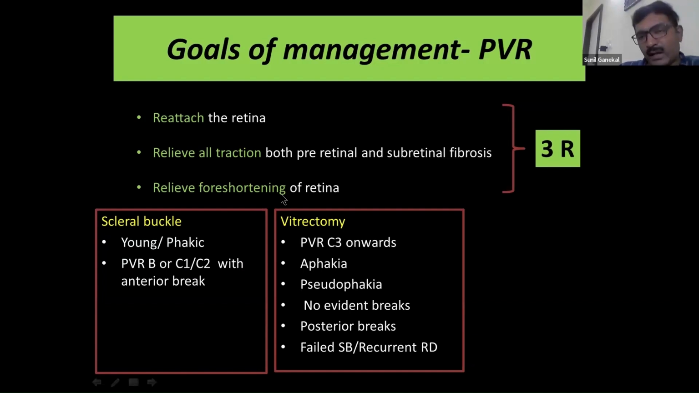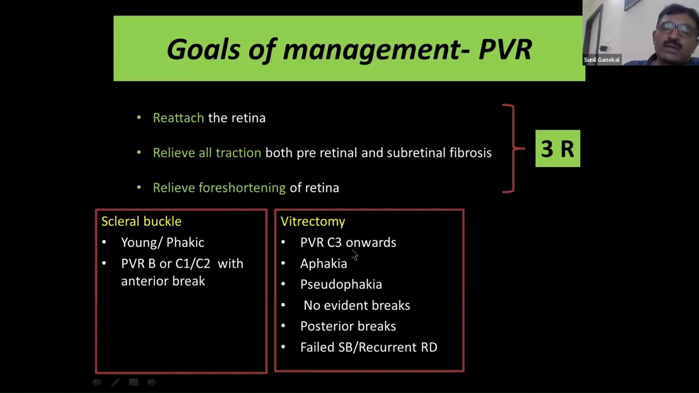Basically, when you tackle any PVR, you can do it either by scleral buckling or by vitrectomy. When to consider scleral buckle in PVR? Of course, in any young and phakic patient with PVR, always give a trial of scleral buckling rather than ending up with vitrectomy straight away. Then if the PVR is confined only to grade B, C1 and C2 with an anterior break which is buckleable, consider the option of scleral buckle.